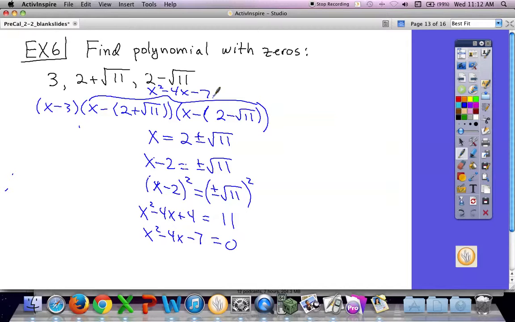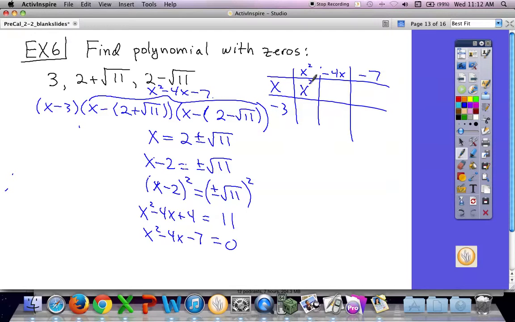So now you can multiply the x minus 3 times that. Right, I'll make my little table, fill in the table, x times x squared, x times negative 4x, x times negative 7, x squared times negative 3.